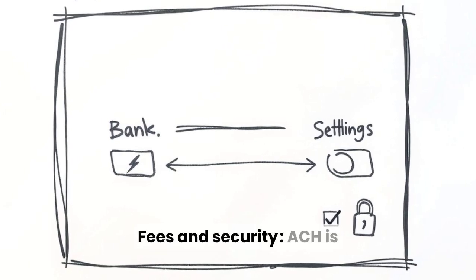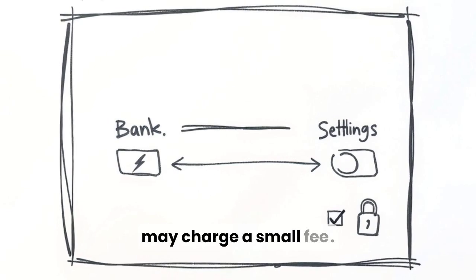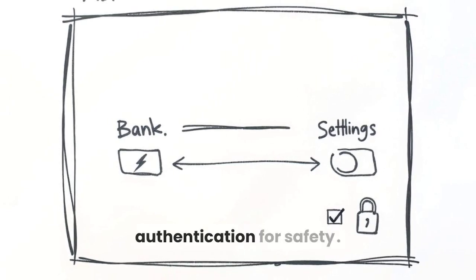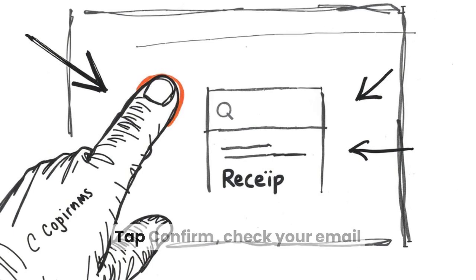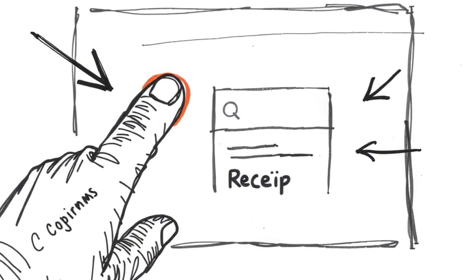Fees and security, ACH is usually free. Instant payouts may charge a small fee. Enable two-factor authentication for safety. Tap Confirm, check your email for a receipt, and review account settings to manage payment methods.